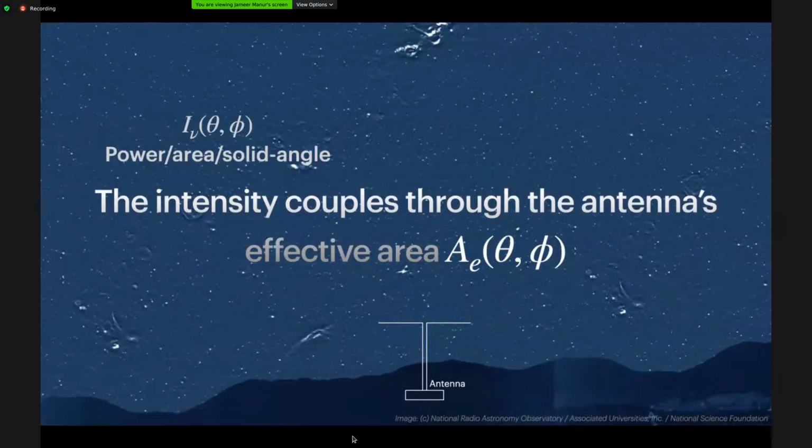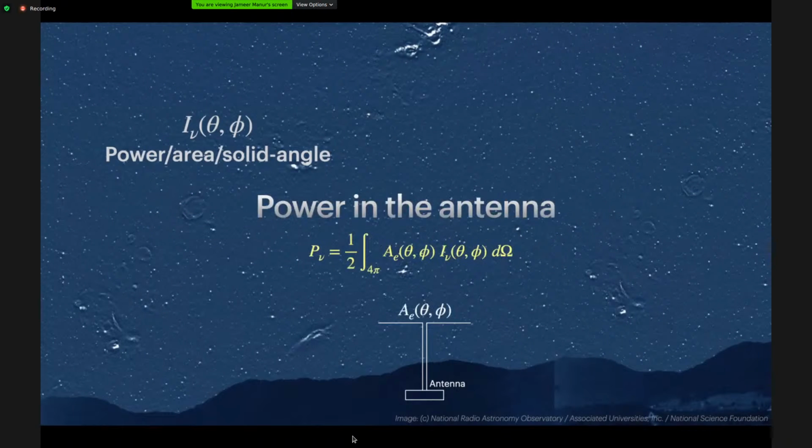Okay, so now we are back to our setup where we have an intensity distribution in the sky. The intensity couples to the antenna through the antenna's effective area, and hence it generates a power in the antenna, which, for a general case, is an integration over the effective area and the intensity distribution of the sky. Now, the factor of half in front is because we are looking only at one polarization with a single dipole. So this is the most general formula.